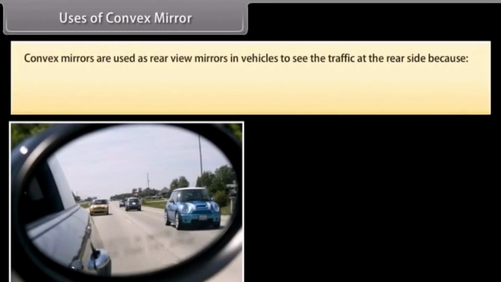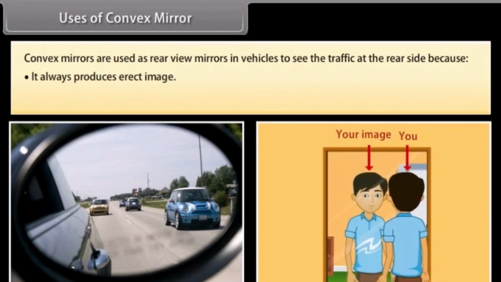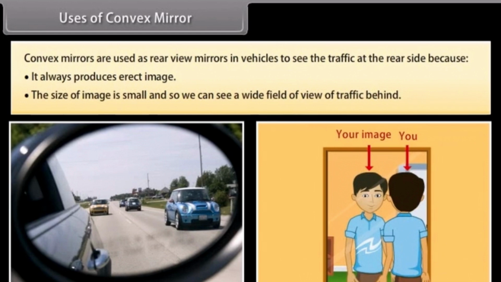Uses of convex mirror. Convex mirrors are used as rear view mirrors in vehicles to see the traffic at the rear side because it always produces an erect image. The size of the image is small, and so we can see a wide field of view of traffic behind.